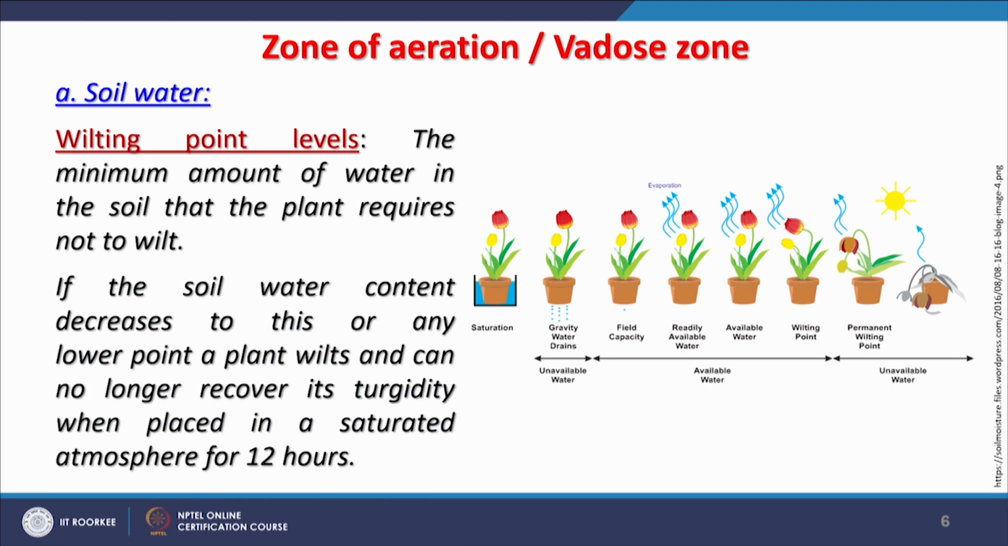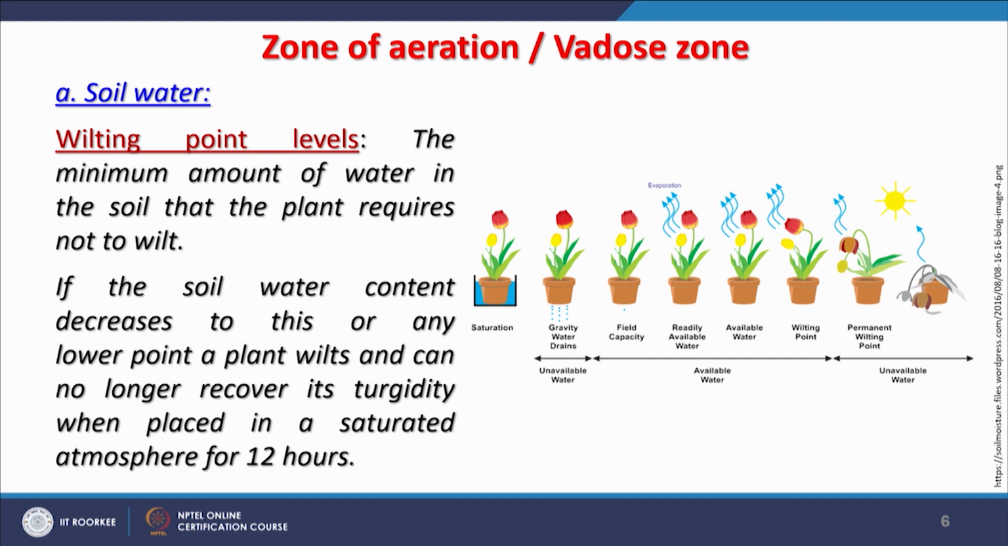If the soil water content decreases, that means the moisture decreases to this or any lower point, a plant will wilt and die, basically it can no longer recover its turgidity when placed in a saturated atmosphere for 12 hours. So, an example is shown here.